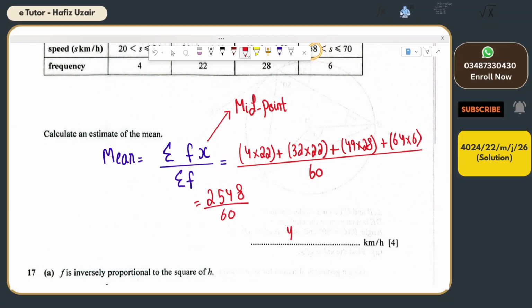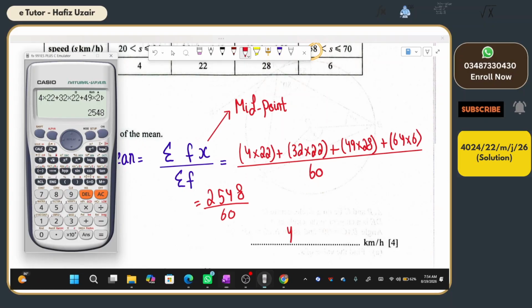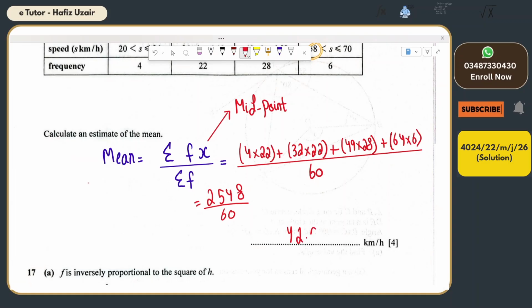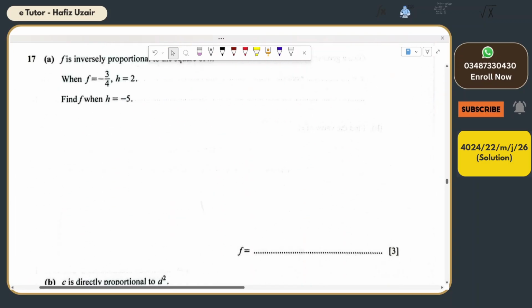Divided by 60. So this thing will be equal to 42.5. So this is the value of the mean. Hopefully you understand this. Let's move to the next question.